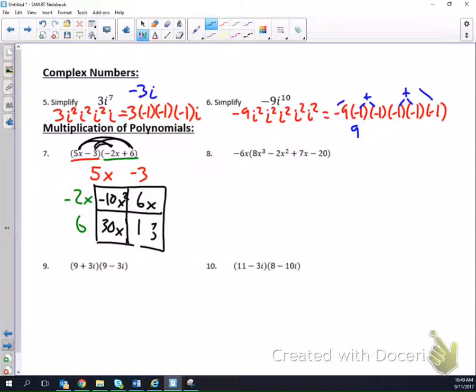So, now we just combine like terms. Negative 10x squared, that's going to be alone. We have two x's. We have the 6x and the 30x. So plus 36x plus 18. We've successfully multiplied those together.